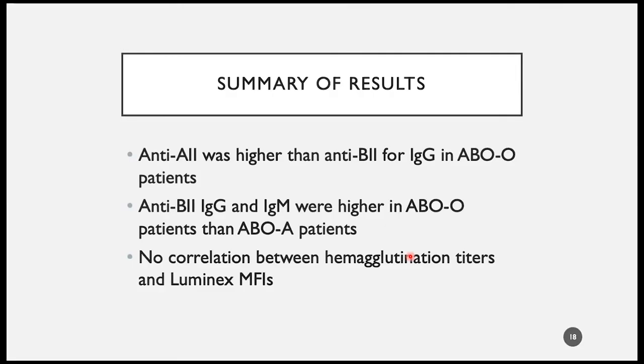So to summarize our results, for the group O patients, anti-A2 was higher than the anti-B2 for IgG, which suggests that they may be at a lower risk if they received from an ABO-B than ABO-A.